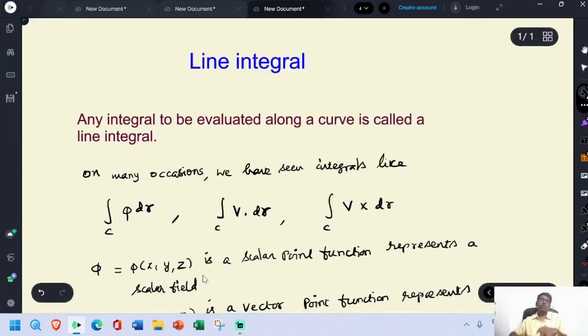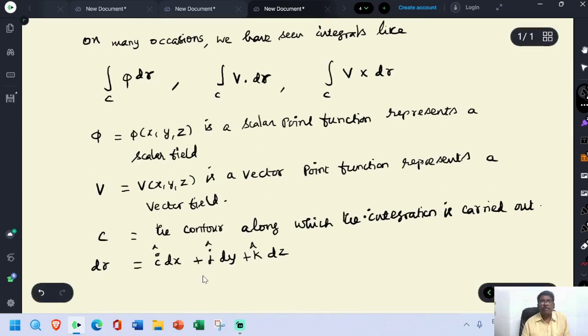In this presentation, we have talked about line integral. Any integral to be evaluated along a curve is called a line integral. On many occasions, we have seen integrals like integral c phi dr, integral v dot dr, integral v cross dr. Here c represents the contour. Here phi equal to phi of x, y, z is a scalar point function, represents a scalar field. V equal to v of x, y, z is a vector point function, represents a vector field.